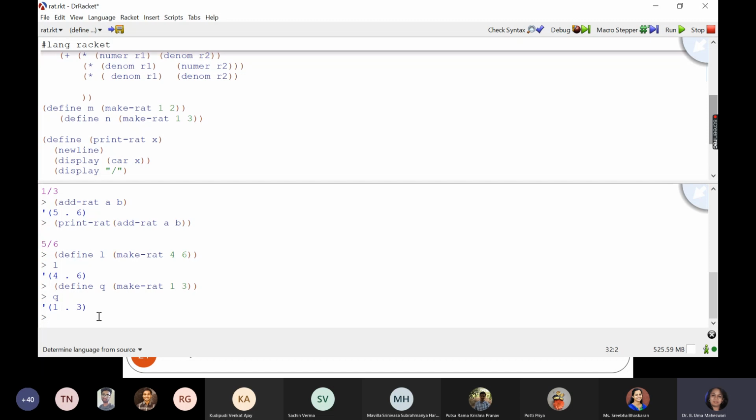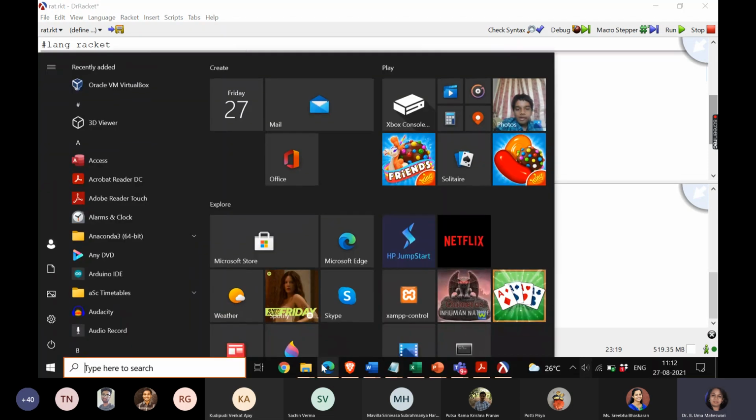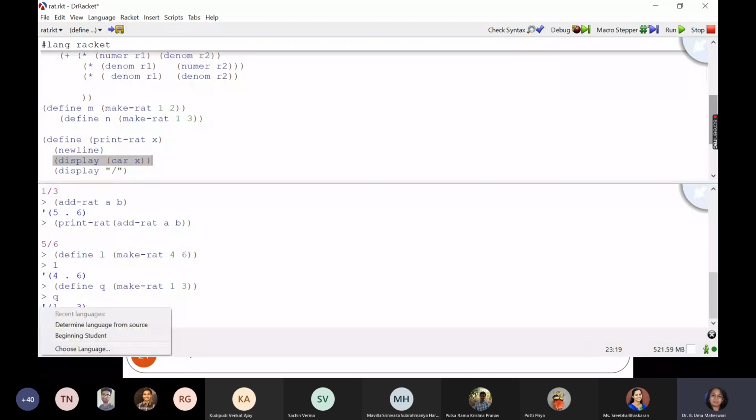That L and Q, I have to add. Okay, before that, as you said, I'm not getting 1 by 3. It is a pair. But I want to display the number like 1, then the division operator, then 3. So how is it possible? Okay, for that, I'm going to write a procedure called print-rat. Print-rat. I'll go to my slide and explain, and then come back here.